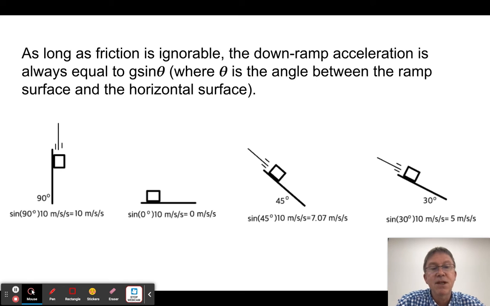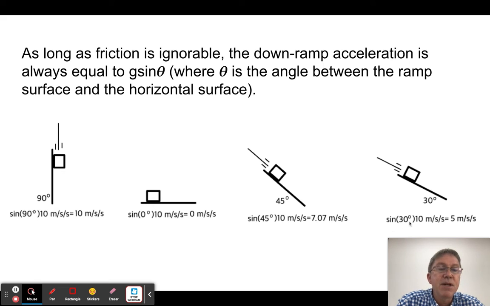What's the sine of 0? Well, the sine of 0 is 0. So if I say 0 degrees, sine of 0 degrees times 10, I'm going to get 0. This object is not going to accelerate. Things on a flat surface don't accelerate. I put it at a 45-degree angle. Well, g times the sine of 45 is 7.07. That's how fast it'll accelerate.